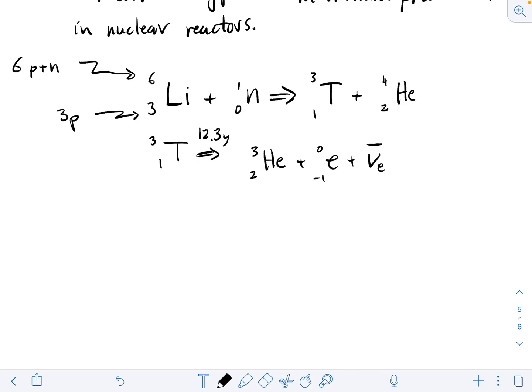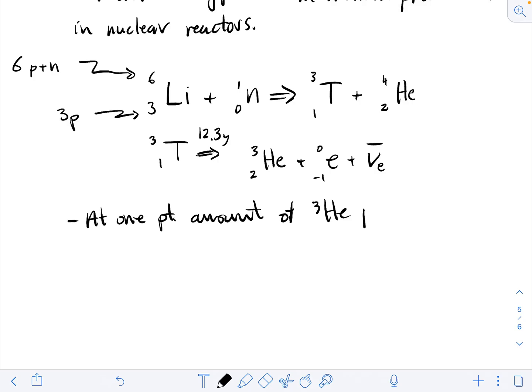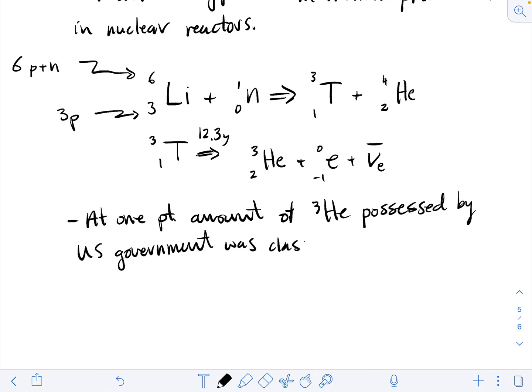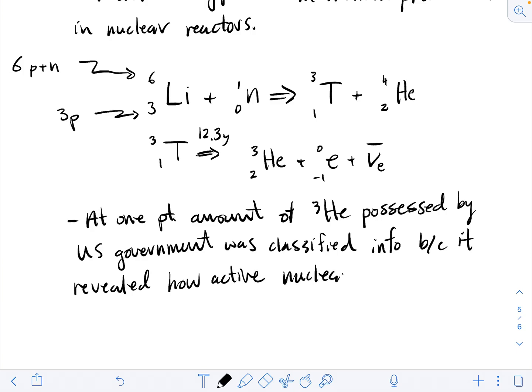Okay, and so what that meant is that if someone knew, for example, what a country's reserve of helium-3 was, then they would have a pretty good idea of what the activity of their nuclear reactors was. And so at one point, the amount of helium-3 possessed by the US government was classified information. Because it revealed how active the nuclear reactors were.